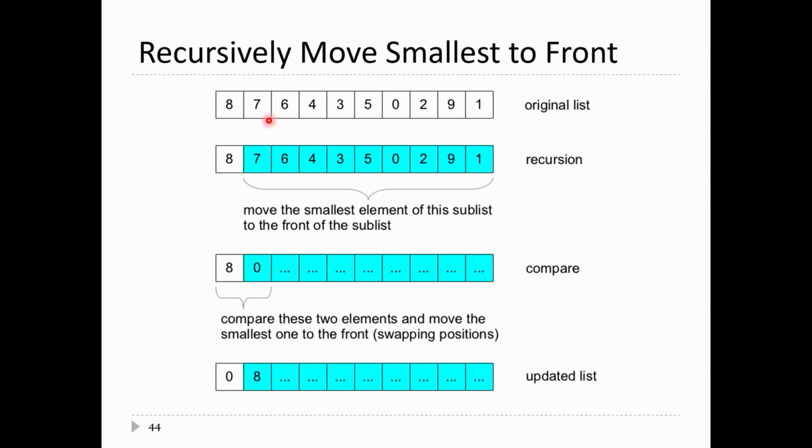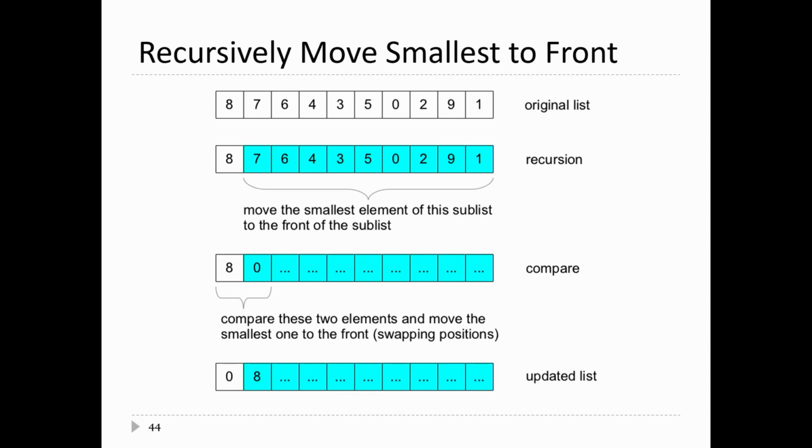So that's my original list. I'm going to ignore the 8. Instead, I'm going to look at the rest of the list, from the 7 all the way through to the 1. And I want to say, if I can move, I want to move the smallest element in that sublist to the front.